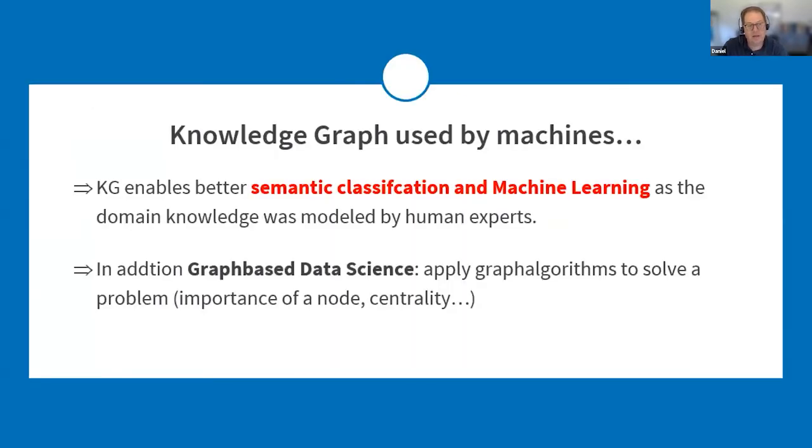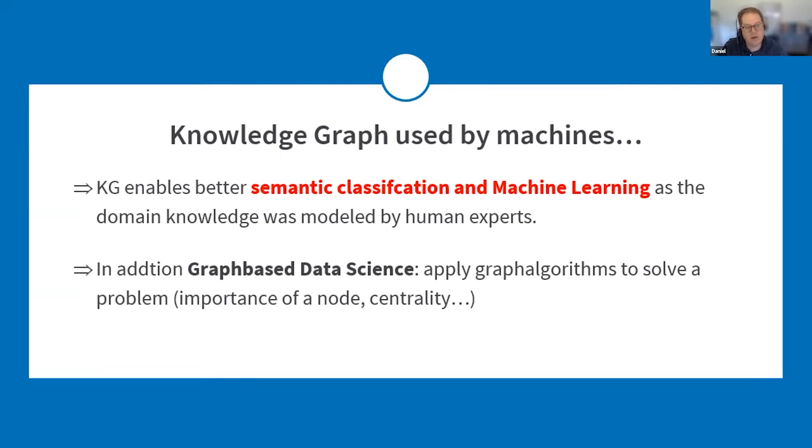On the other side, knowledge graphs can be used by machines, and that would enable a better semantic classification, especially for machine learning, as the knowledge in the graph was also modeled by human experts. So in comparison to pure machine learning, where you just take the raw data, a knowledge graph would represent the controlled vocabulary, the ontology of this knowledge domain.